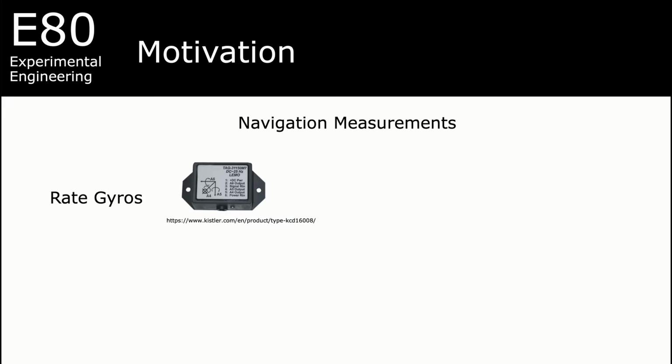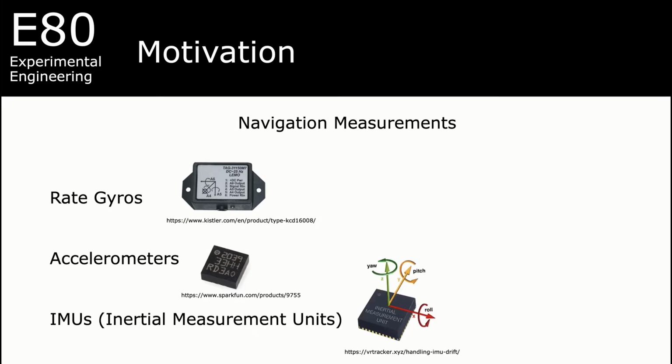For example, a rate gyro measures the rotation rate about a point, and often we want the position or the angle, and that requires integration of the rate gyro output. An accelerometer measures acceleration, but not velocity or position. To get those quantities, we have to either integrate once or integrate twice. An IMU has 3 accelerometers and 3 rate gyros together. So we're obviously going to have to do some processing to get orientation and position from those.